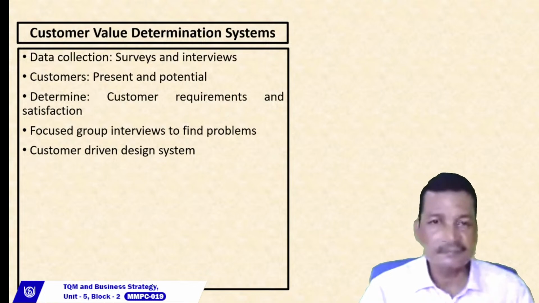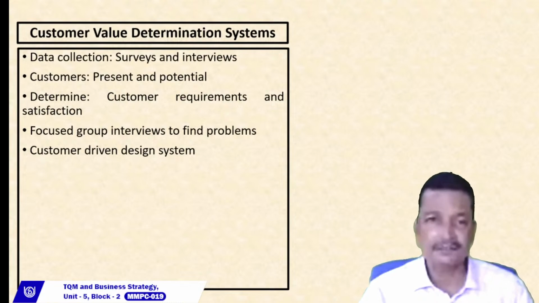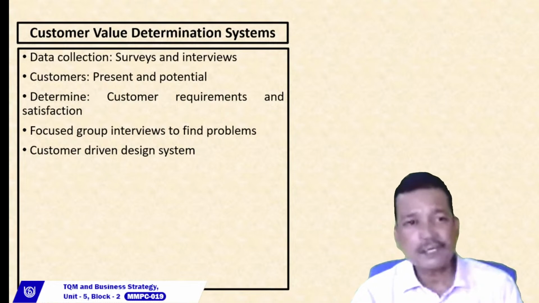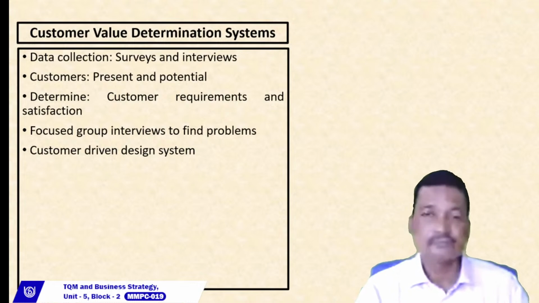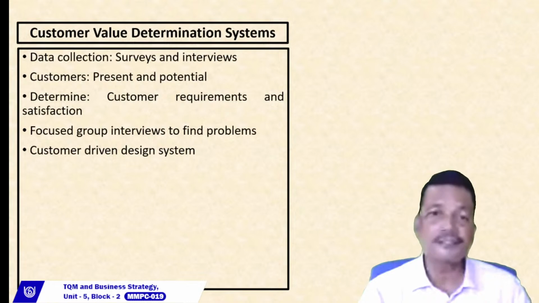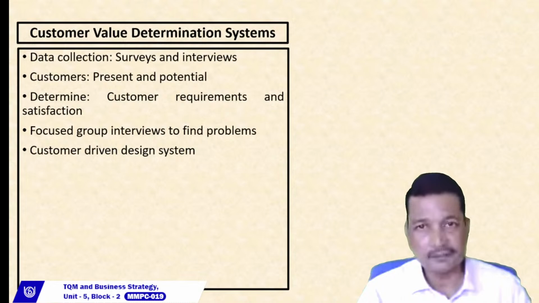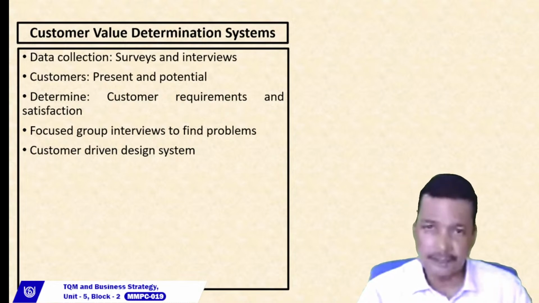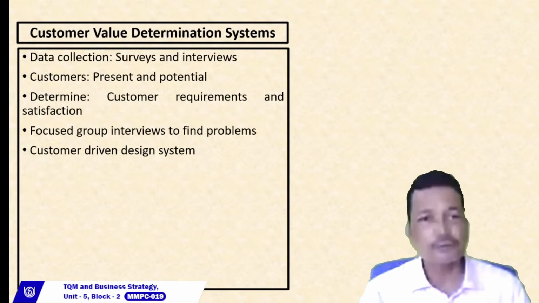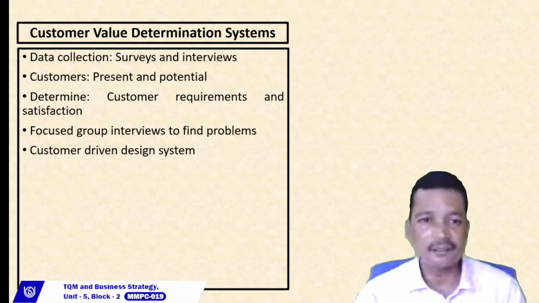So when we go for surveys and interviews, we get feedback from the customer regarding the value they are getting from their particular items. The customers for whom we will conduct the surveys and interviews, so that we can know what the customer values are, we can divide into two categories. One is the present customers, that means the existing customers. Second is the potential customers, that means people who are thinking to go for our products. So we can conduct surveys and interviews for both present customers and potential customers.